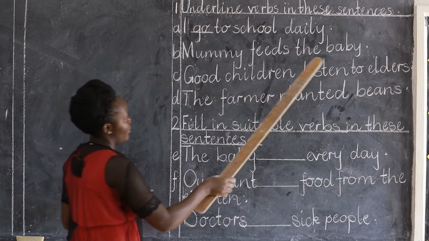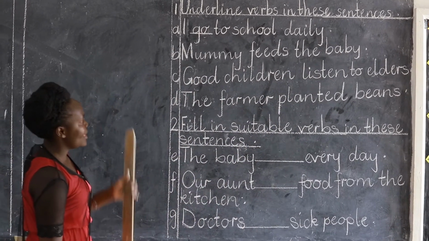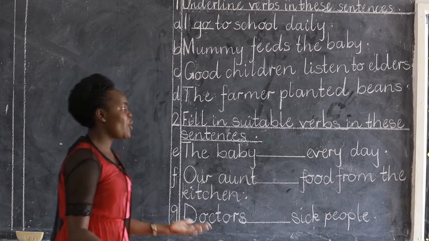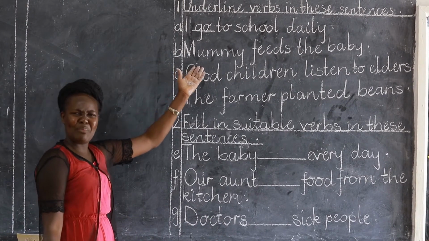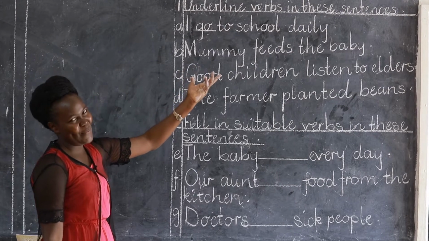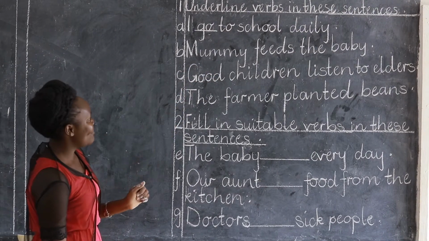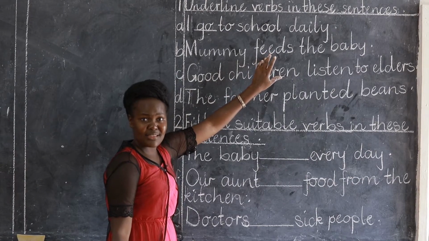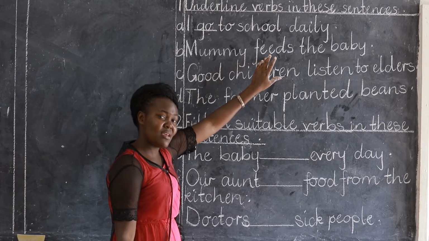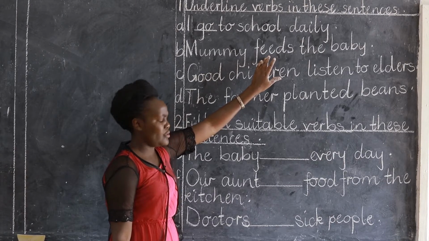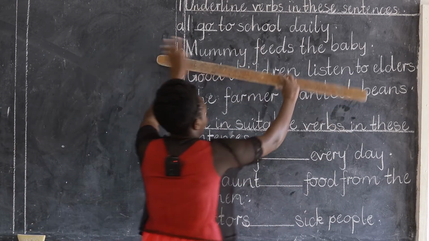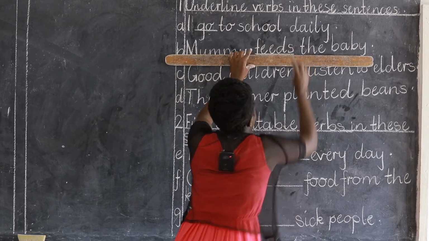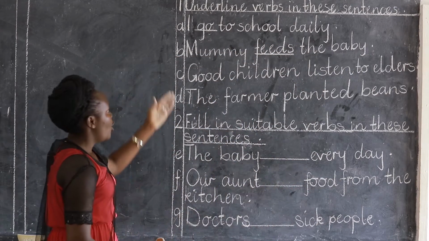Mommy feeds the baby. Which is the action word here? The doing word. Mommy, can you mommy? Definitely no. That one is a noun. A name of a thing. Feeds, can you feed someone or something? Yes, it's possible. So this is the action, feeds. Hope that's what you underlined too.